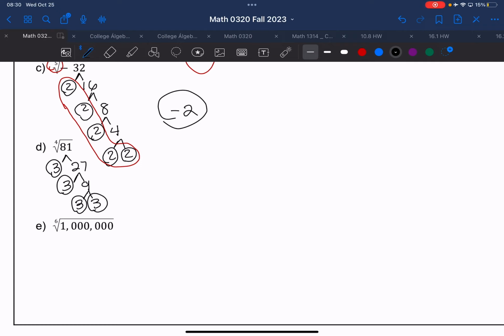How many numbers are going to be in our pair? 4, because of that nth root. So I'm going to circle my one pair of those 4 3s. And so my answer is going to be what? 3.